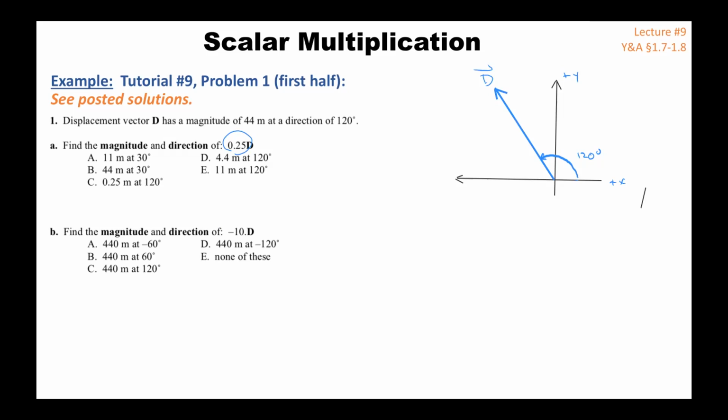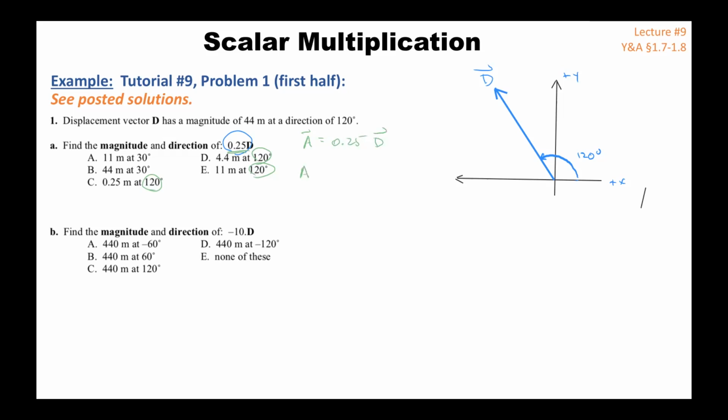Is it going to stretch it, shrink it, flip it? Well, it won't flip because the pure scalar is positive, so it'll point in the same direction. So the new direction of the result is going to be 120 degrees, and it will shrink it. It's going to make it 0.25 as long as the old vector used to be. If I were to write this out, let's call the new vector A. New vector A is equal to 0.25 times the old vector D.